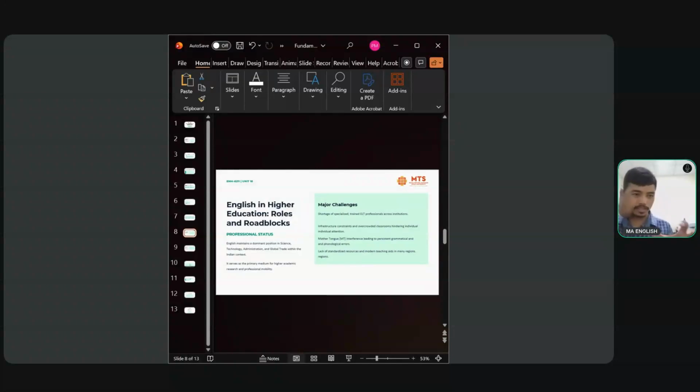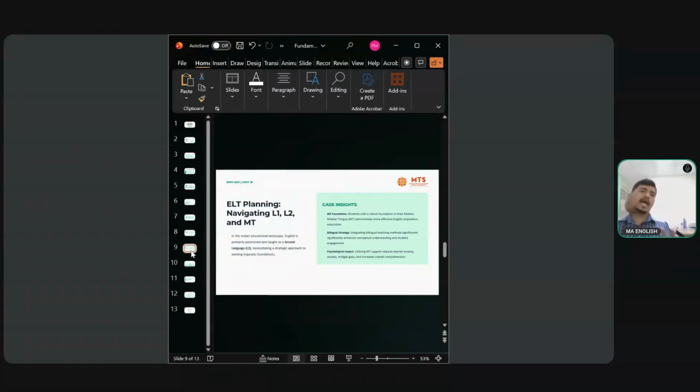Okay. So this is all about English in higher education, the roles and roadblocks. Now let's move on to Unit 19. Unit 19 takes us into the world of language planning and the relationship between students' mother tongue, their first language, and English as a second language. This is a topic of practical importance for anyone who wants to teach or study language in India.